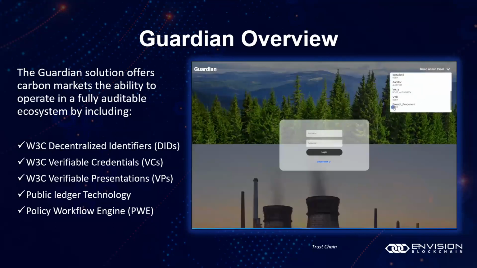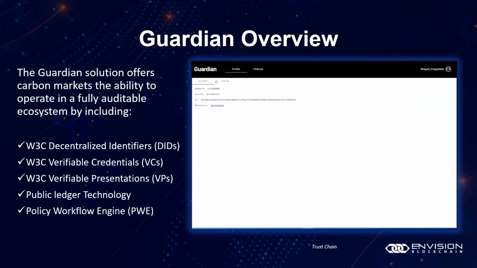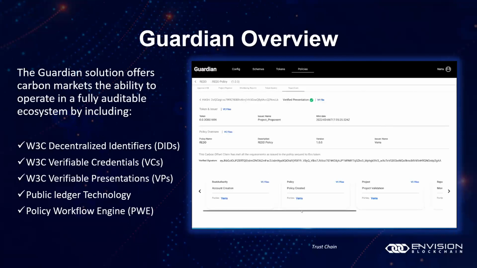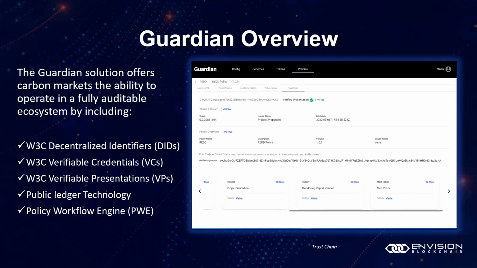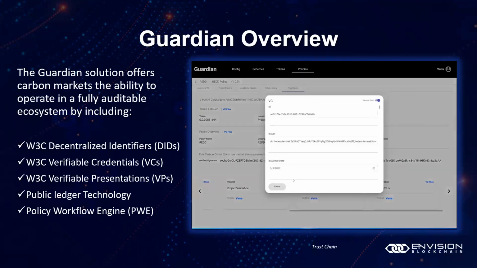By using the trust chain, we can create VC files that contain all the information that was input by different roles throughout the workflow. This information includes project details, issuance of tokens, and verification. This VC file is then stored on the Hedera public ledger, which allows for complete transparency and verification of the entire process.